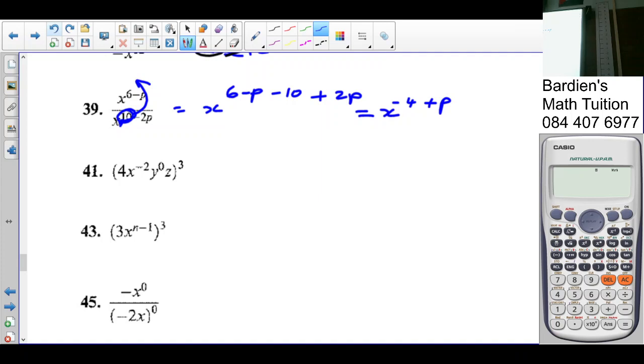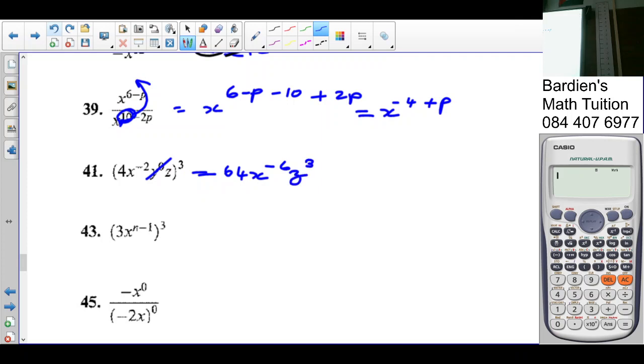Next, what is 4 cubed? 4 times 4 times 4 is 64. x. Negative 2 times 3, negative 6. Otherwise, I could have first brought that down. I could have done that first as well. Doesn't matter. Anything to the power of 0 is 1. So 0 times 3 would be 0, which is still y to the 0. And then z to the power 3.